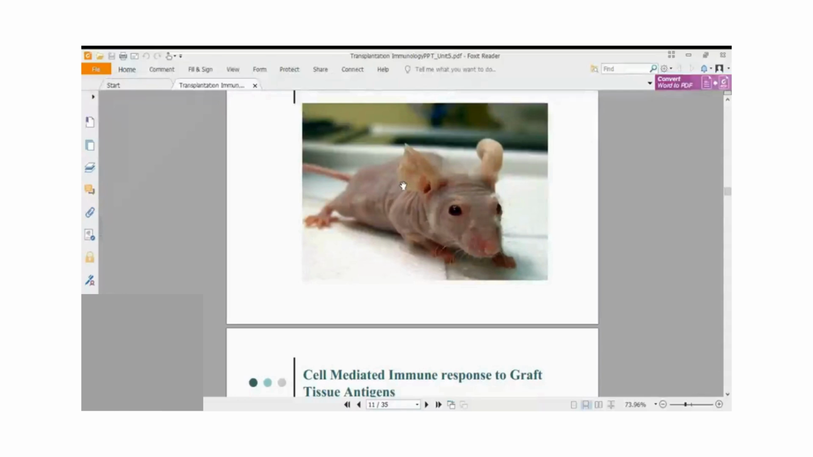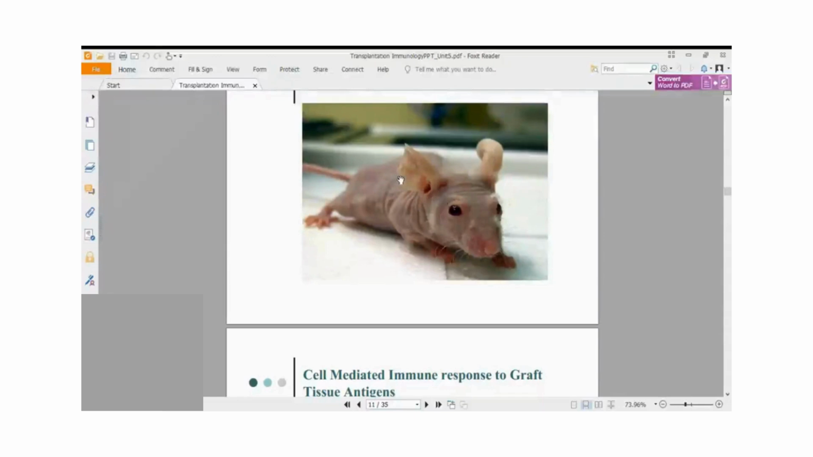Initially, the graft is not going to be rejected. It will be accepted, and will be rejected after 1 month only when this mouse produces the antibody against that graft, and only then will it be rejected. The immune response will be that slow.